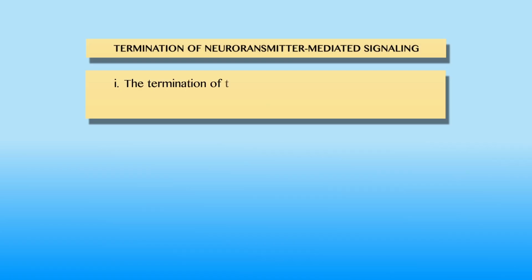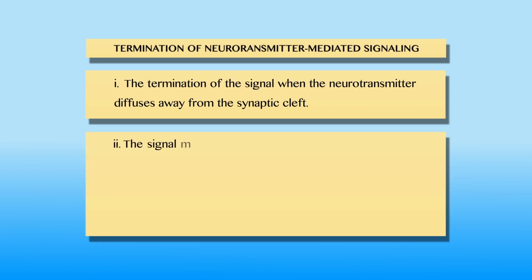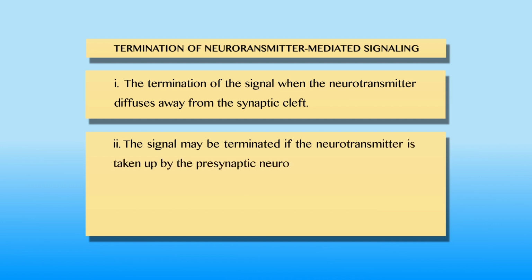Neurotransmitter or neuropeptide mediated signaling generally terminates in three ways. The first one is the termination of the signal when the neurotransmitter diffuses away from the synaptic cleft. In the second mechanism, the signal may be terminated if the neurotransmitter is taken up by the presynaptic neuron.